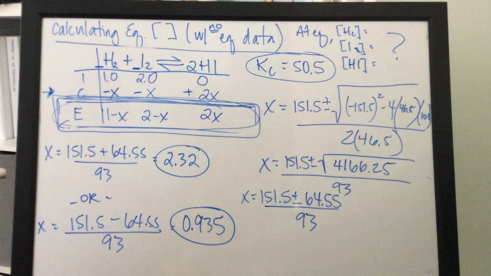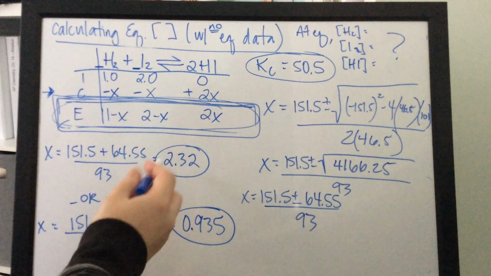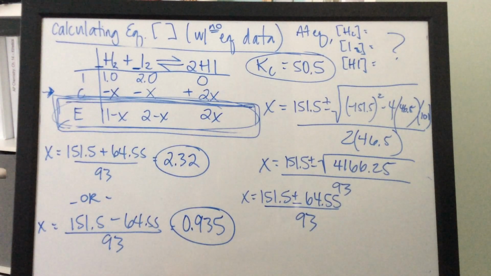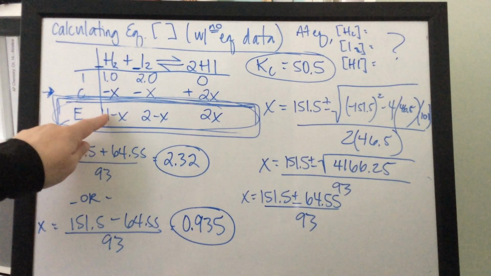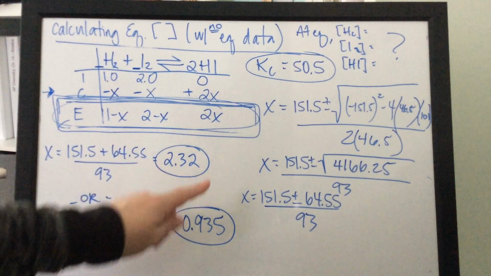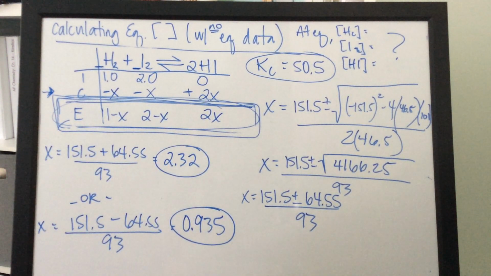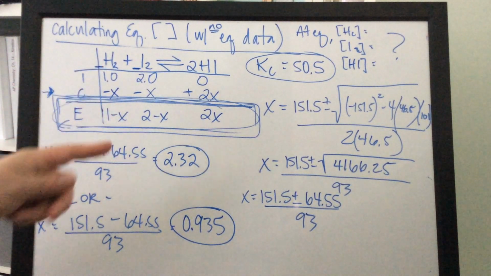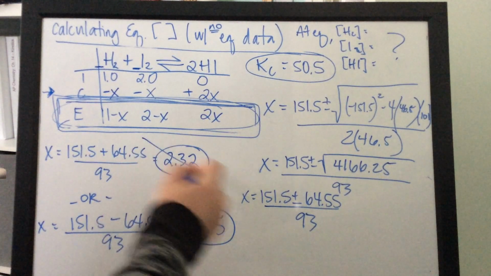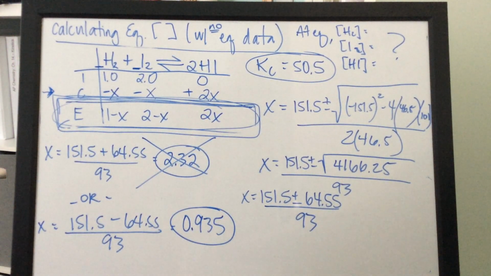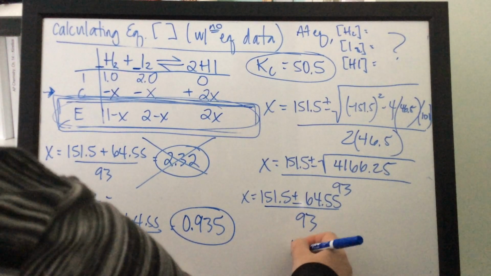If you're thinking about it and looking closely, x cannot be 2.32. The reason is because if I took 1 minus 2.32 and 2 minus 2.32, I would get 2 negative answers. And there's no way I can have a negative equilibrium concentration. So there's no way that that's the value that I can use. And so this is the value of x that I'm going to use for this problem. So I'm going to just rewrite that over here.